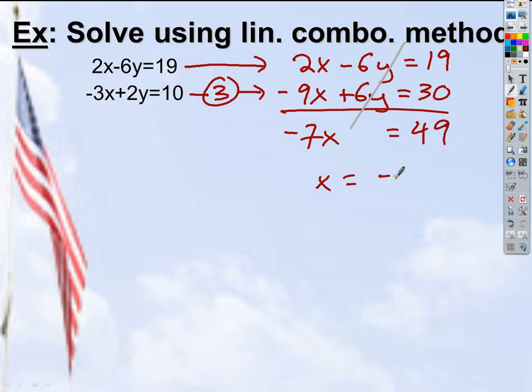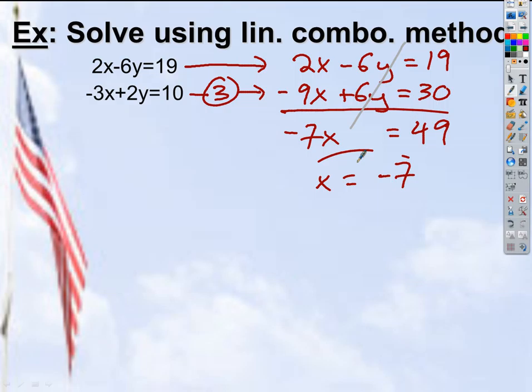Negative 49 divided by negative 7 is negative 7, good. Okay, so there's x. Now, what would I do with that x? Yeah, plug it into, go back to the original system before we made it bigger. Go back to the original system when it's small and easy, and plug x into either one of those equations, whichever one seems to be the easiest.